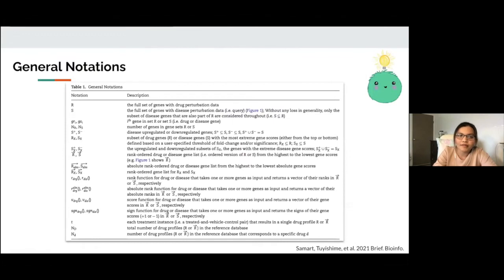We think it would be very helpful to redefine all of the scores using our own notation. This is a general notation table in our paper where we list all of the common notations to use across all different methods.